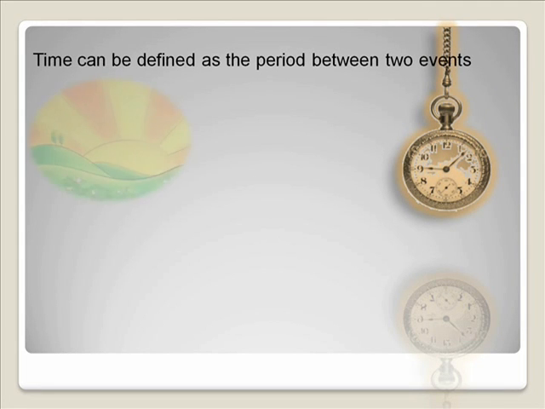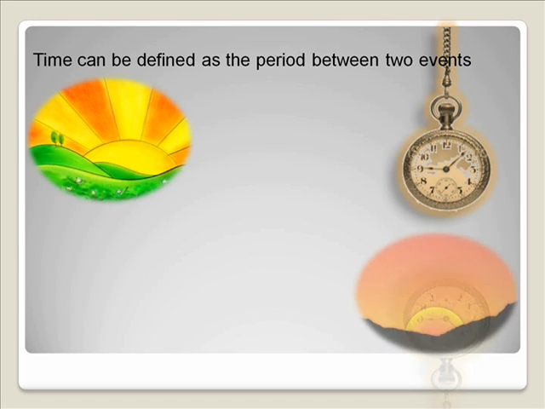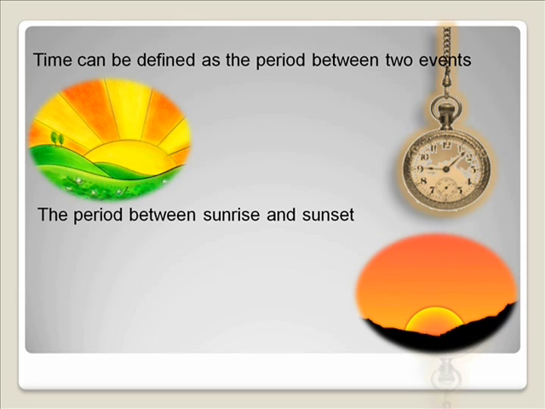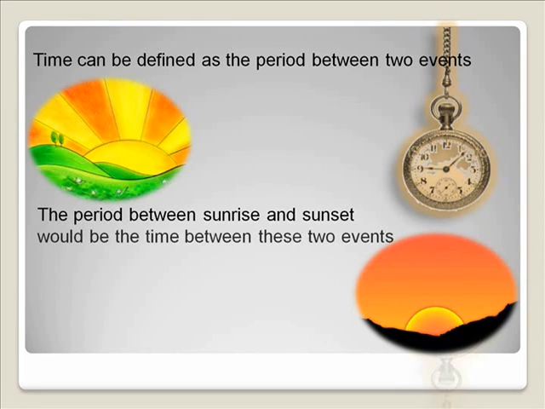Time can be defined as the period between two events. This is a beautiful sunrise and a beautiful sunset. These can be taken as two events. The period between a sunrise and a sunset would be the time between these two events.